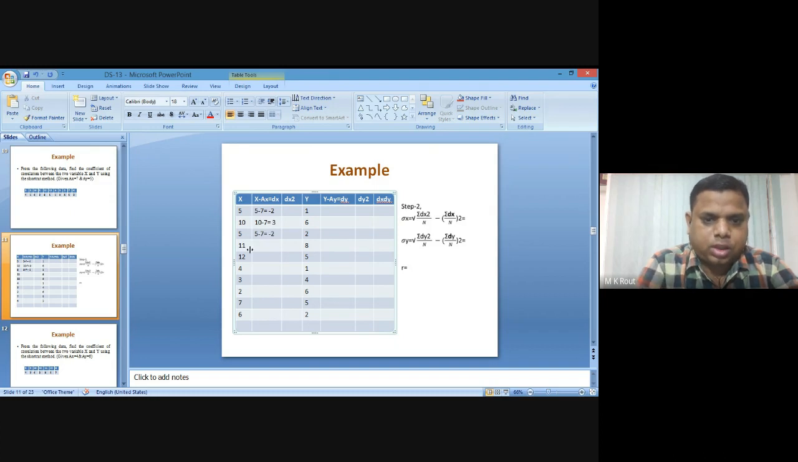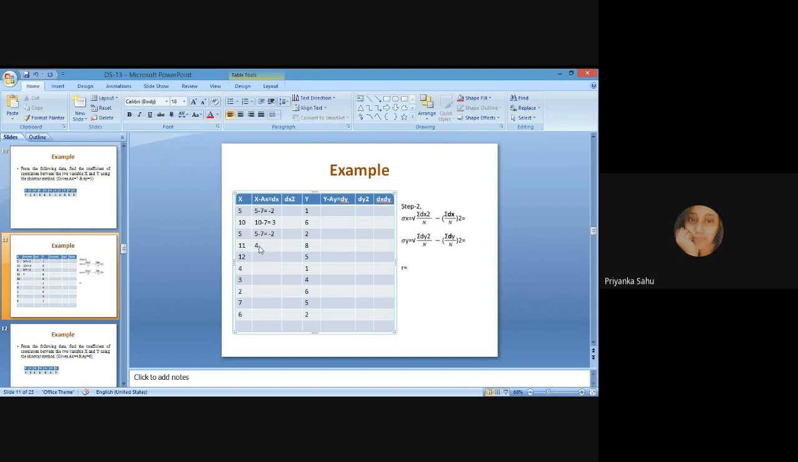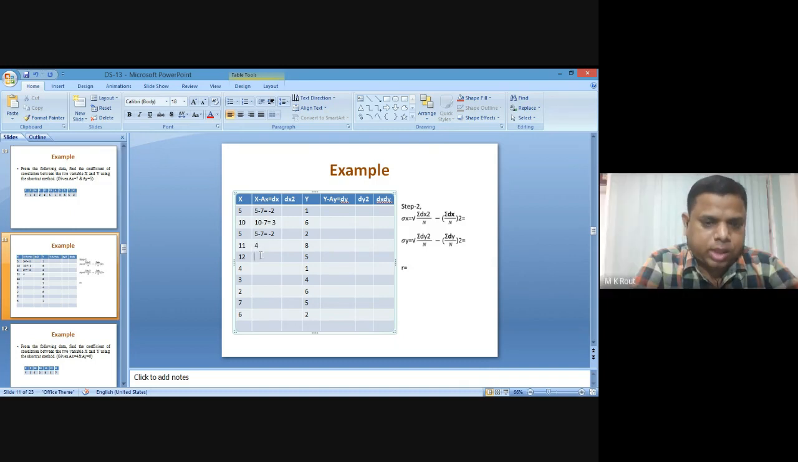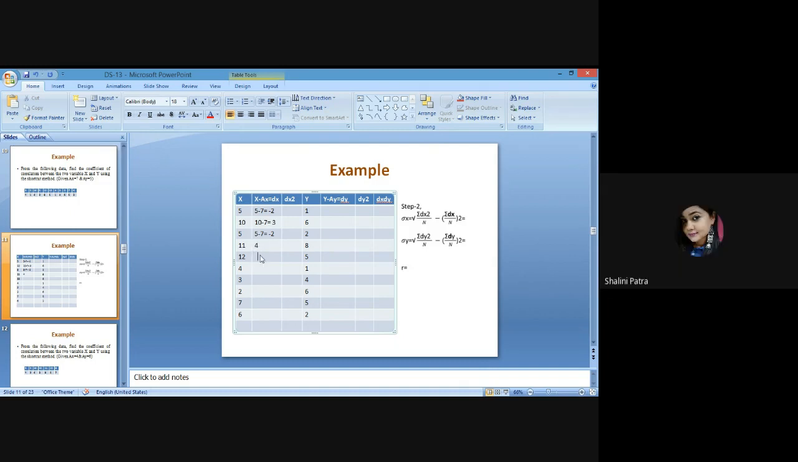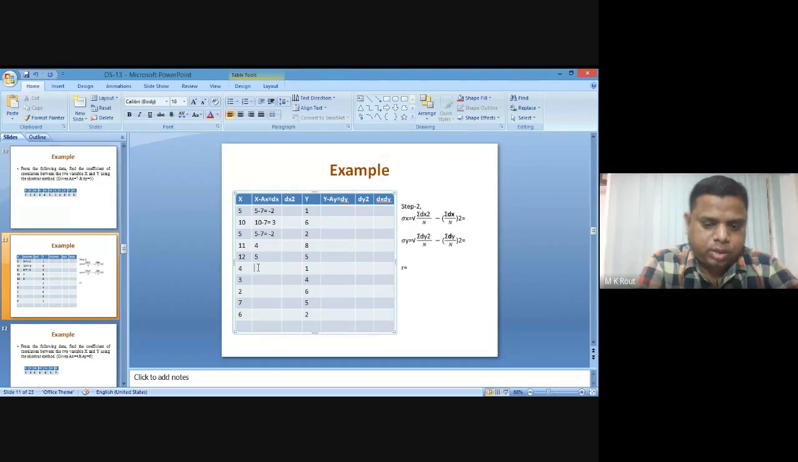Moving to the next one, 11 minus 7 is 4. 12 minus 7 is 5. 4 minus 7 is minus 3. 3 minus 7 is minus 4. Similarly, 2 minus 7 is minus 5. Again, 7 minus 7 is 0. And the last one, 6 minus 7, is minus 1.